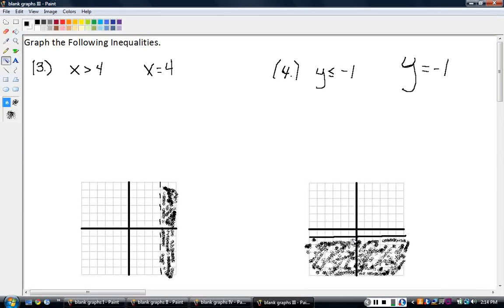Okay? It's only a couple examples, so you really got to read through your book, look at the examples, and practice.